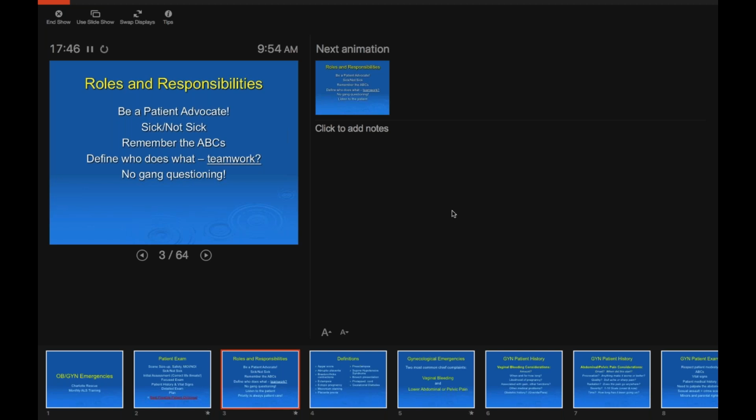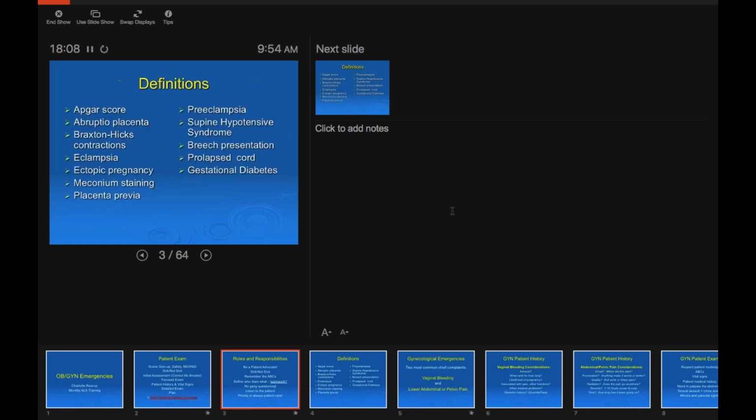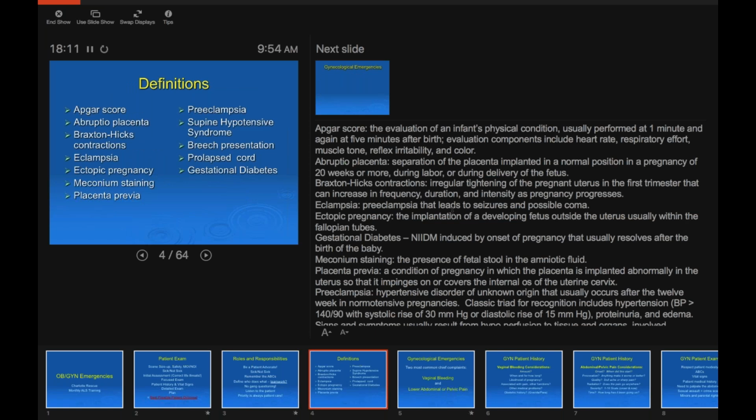Please do not do gang questioning. That's a big thing. One person asks a question. Usually your crew chief or highest license level would be the one you'd want to utilize to be asking the questions. Listen to the patient, especially if they've had more than one delivery already. They can pretty much tell you when things are going to start happening. They're the best source for you to have. And remember, patient care is always a priority.